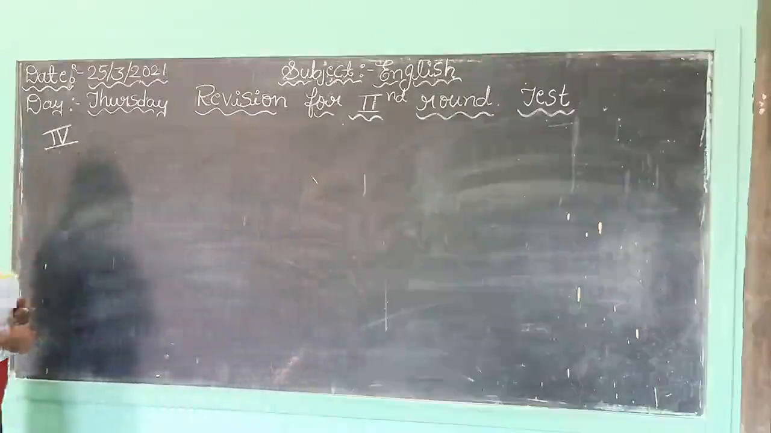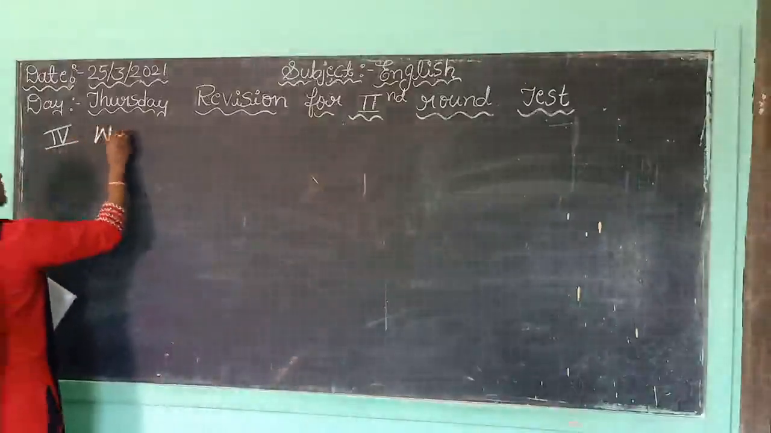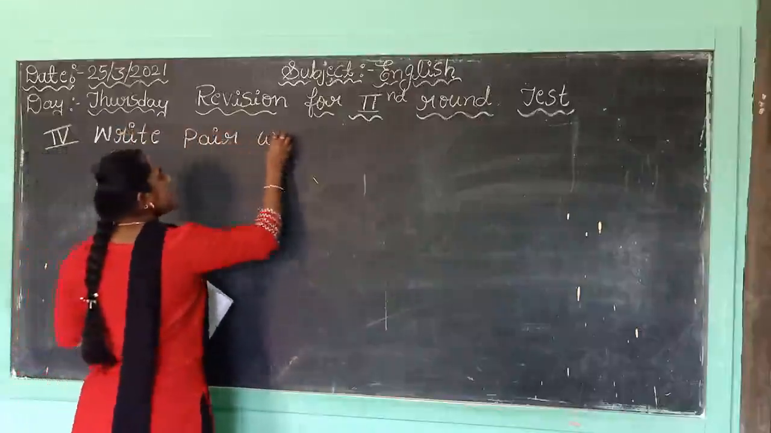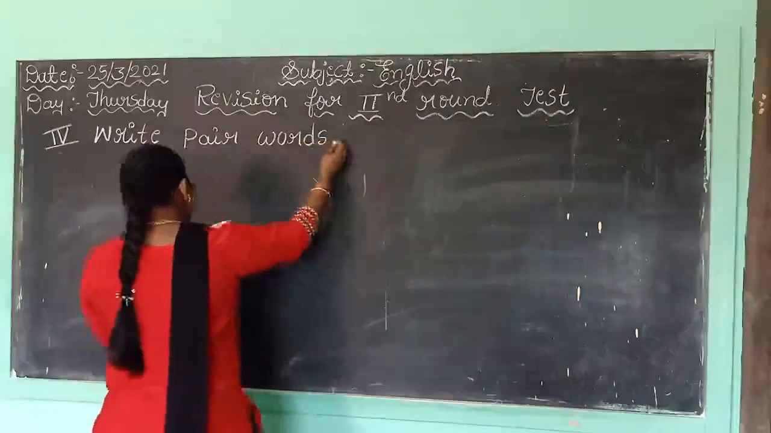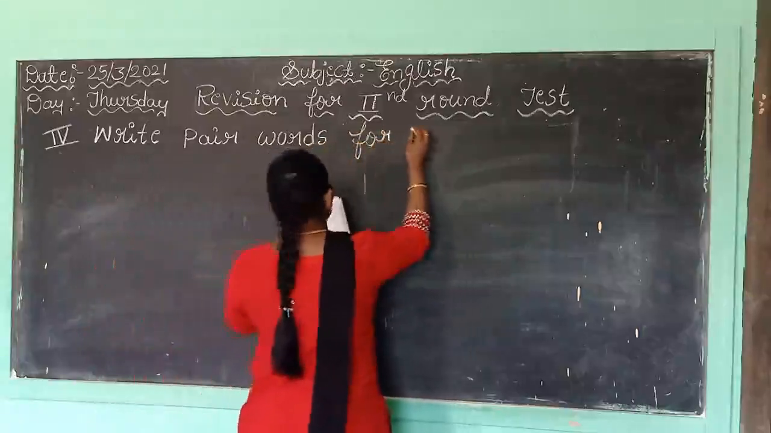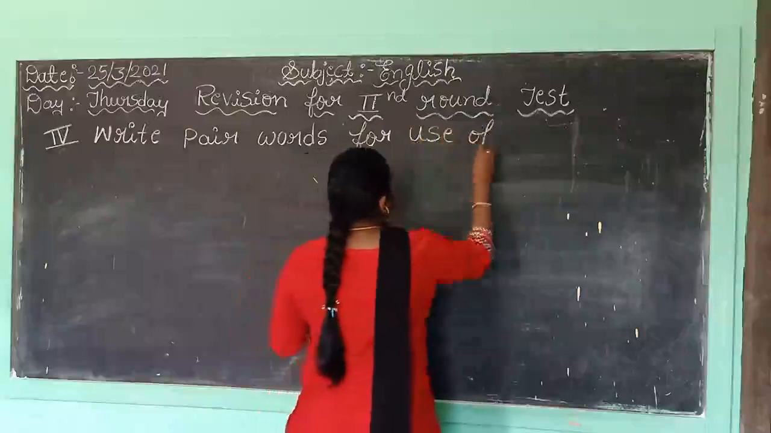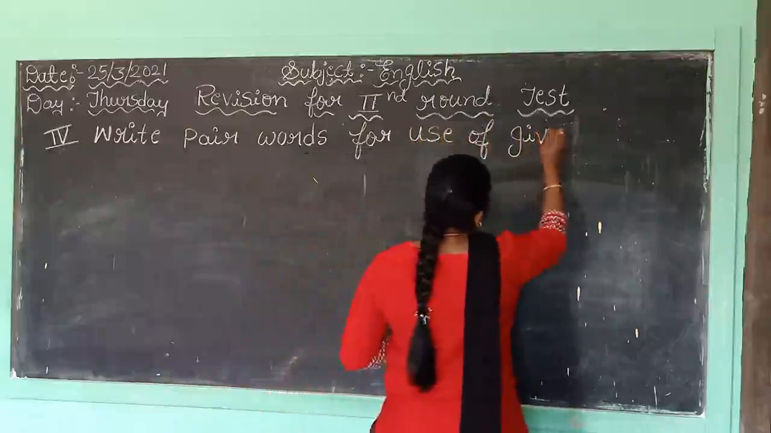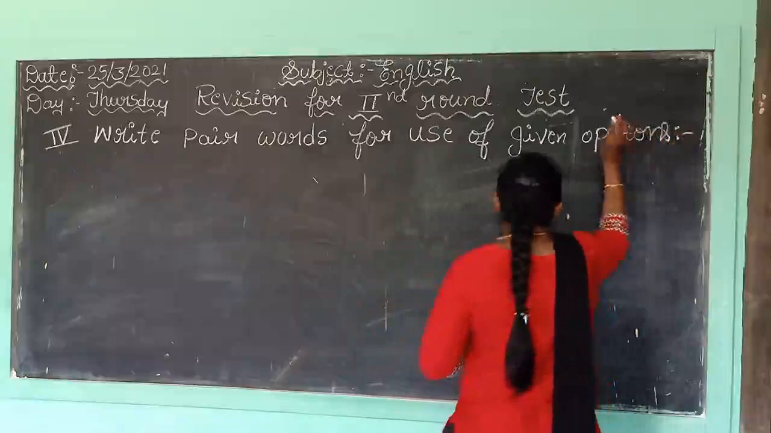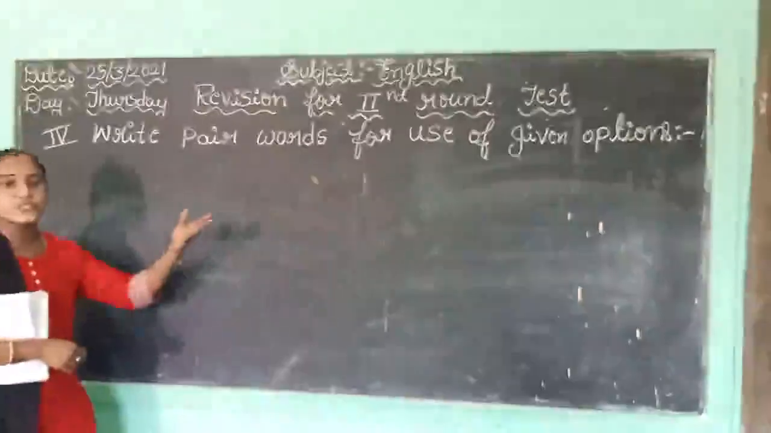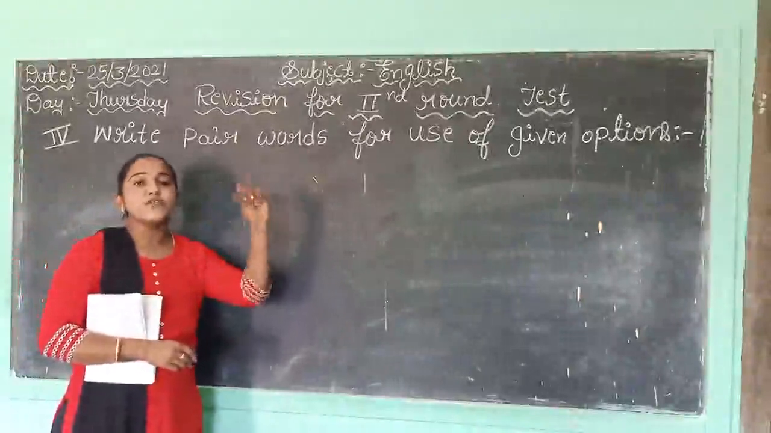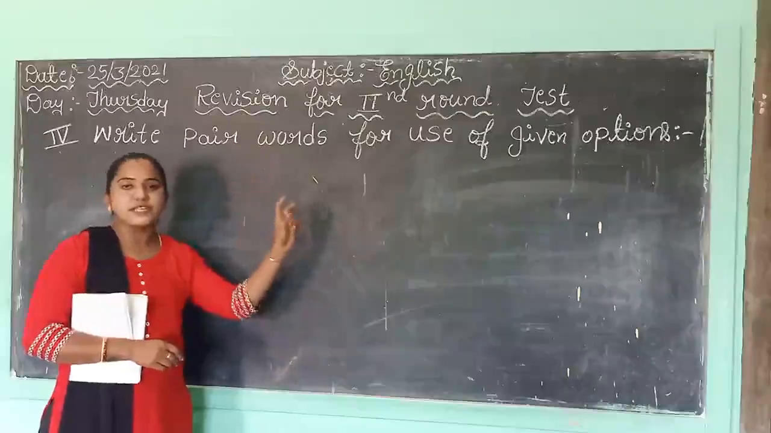First you put the main, fourth main, and write: Write pair words. Use of the given options. This is a traditional exercise, right? Pair words, and the given options also. They give some options for the pair word, and they give the dashes also. How to fill the dashes? With the correct word. You choose the correct answer from the brackets.